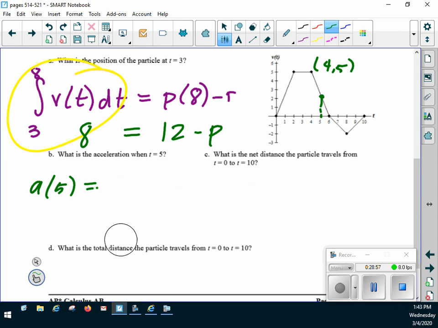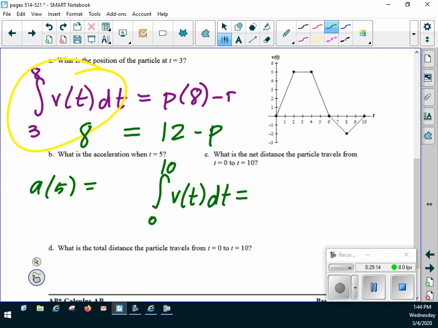C, what is the net distance the particle travels from t equals 0 to t equals 10? So I'm going to integrate from 0 to 10 v of t dt. Do I need absolute value? No. Well, what in the world am I going to do because I don't have a function? I mean, I don't have an equation. The area, yep.